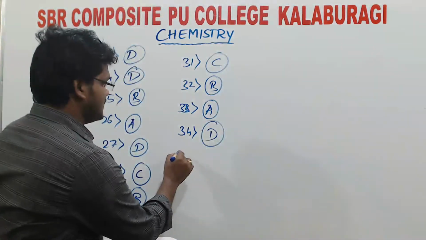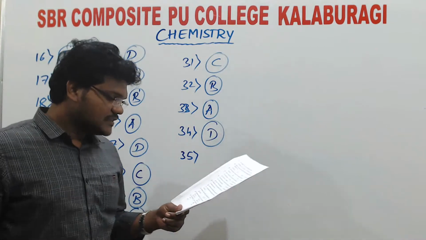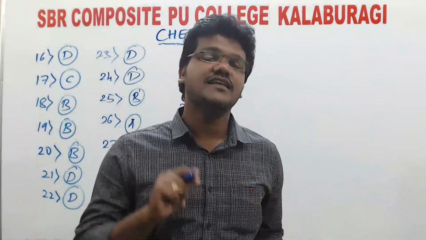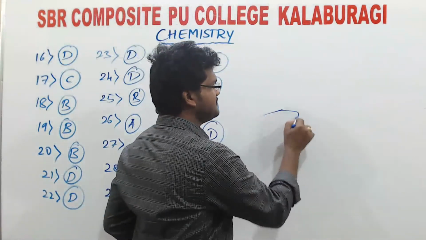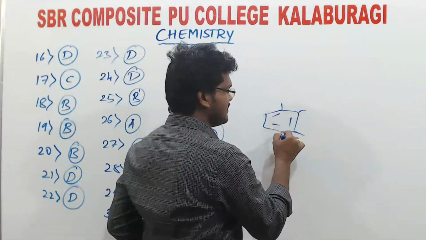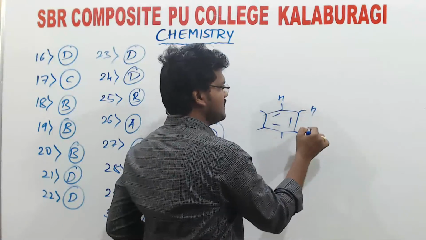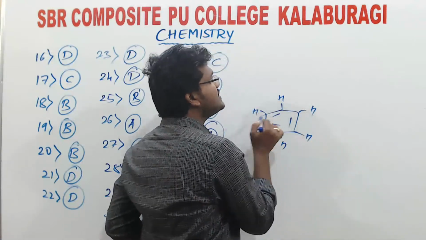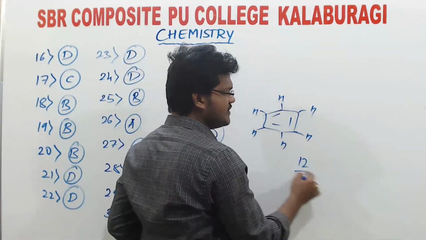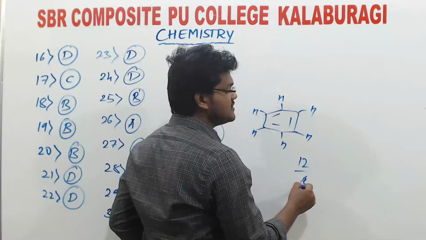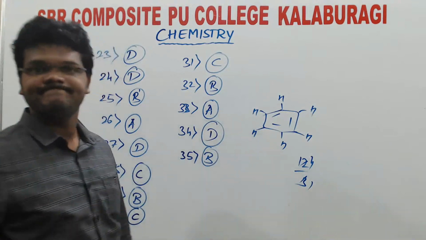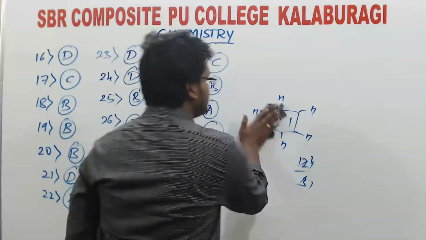What is 35? The ratio of sigma and pi bonds in benzene. How many sigma bonds are there? There are 12 sigma bonds in benzene, with hydrogens over here. These all are hydrogens. So there are 12 sigma bonds: 1, 2, 3, 4, 5, 6, 7, 8, 9, 10, 11, 12. And there are 3 pi bonds. So the ratio is 4. So 35 is option number B.